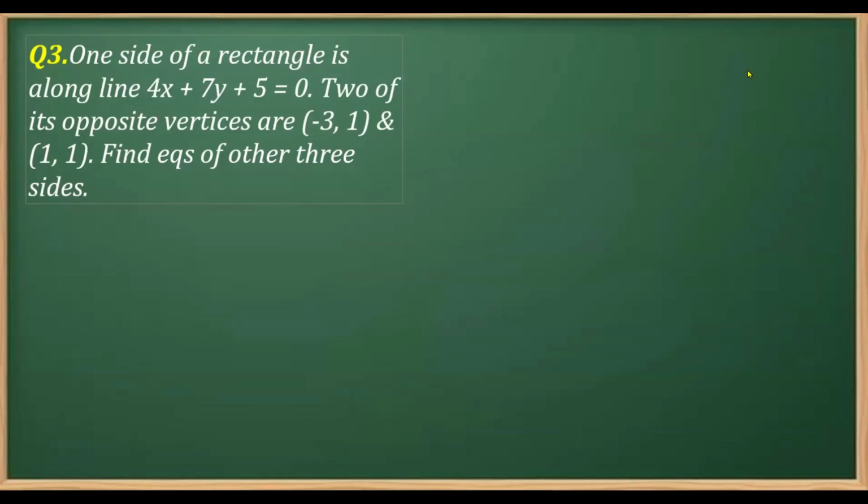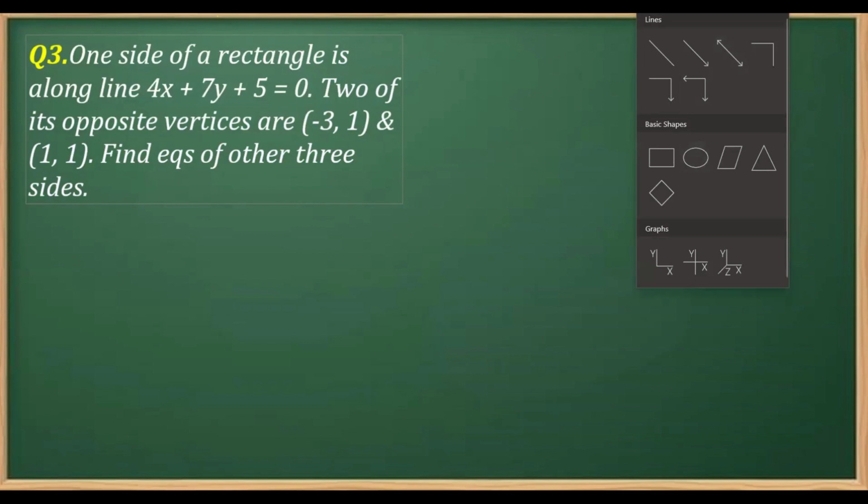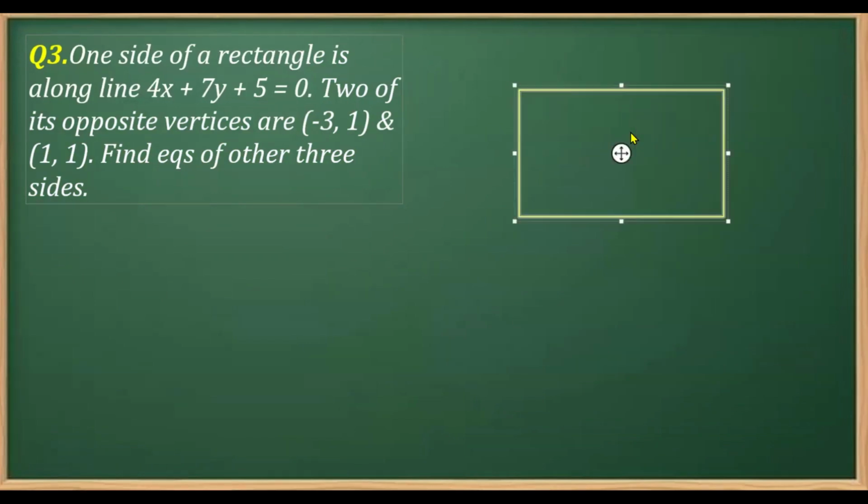In the third question, it says one of the sides of a rectangle is along this line and two of its opposite vertices are this and this. We have to find the equation of the three lines. So let's say first I make a rectangle over here, and I name this rectangle ABCD. It's a usual one. Now, two of its opposite vertices.